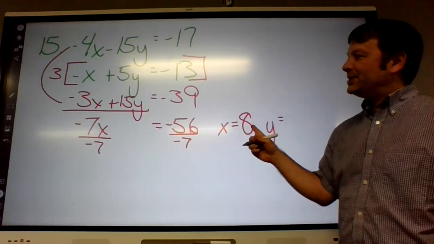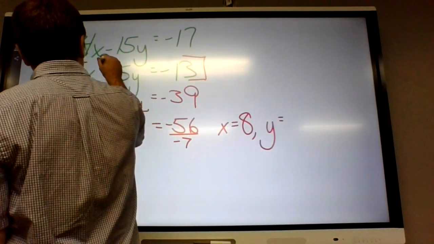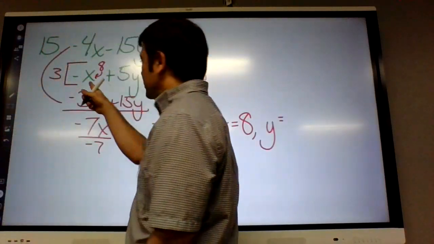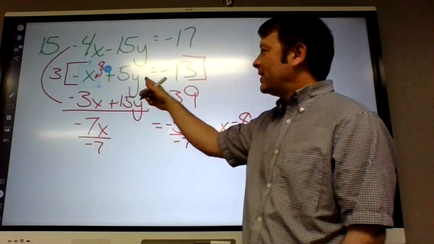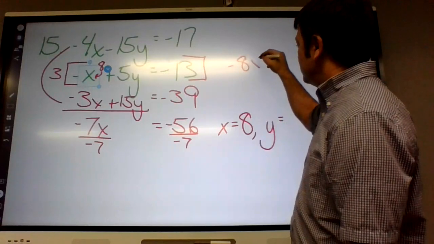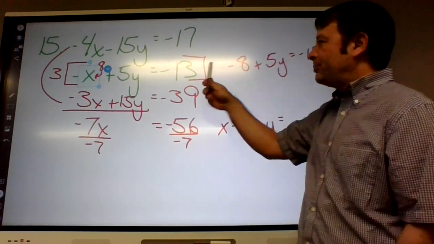Okay, so I got x is 8. I'm actually going to plug that into the second equation because it looks a little bit easier. So I'm going to put 8 right there. So it's negative 8 plus 5y. Whoops, -8 plus 5y. I put an 8 right there.